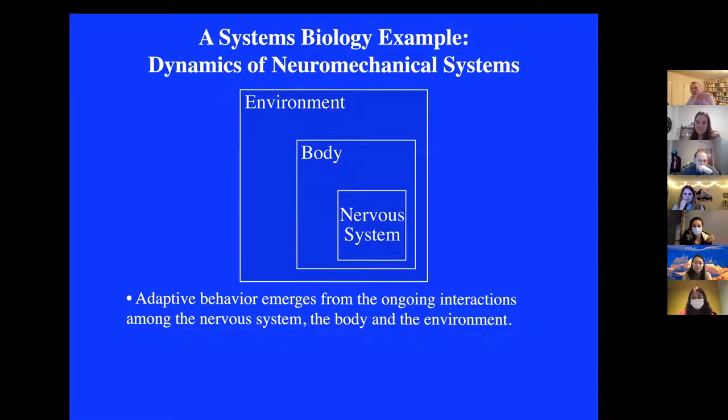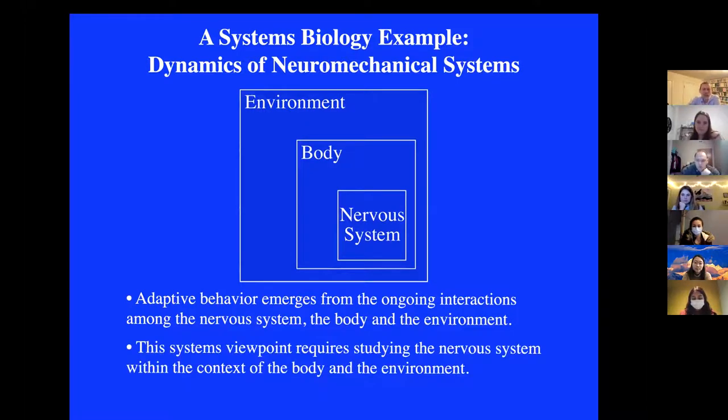It's this whole package. And that systems viewpoint requires that you study the nervous system, not in isolation, but embodied within the context of the body and then situated in a particular environment. And all three of these can be thought of as complex, nonlinear, dynamical systems in constant interaction with each other. And it's that whole interaction that is selected for by evolution. So this is a rather tall order.